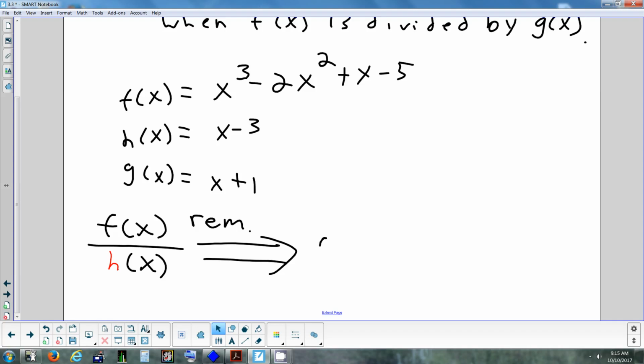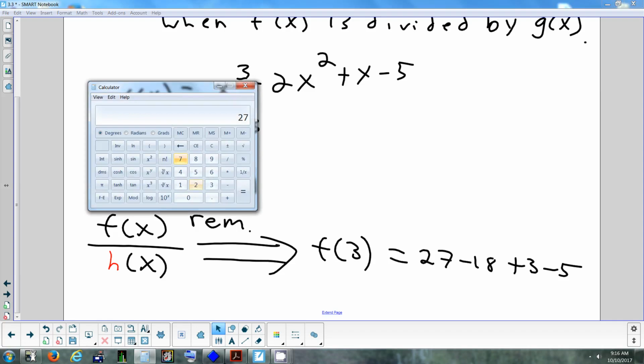So to find your remainder, do that calculation out. F of 3. If you can do that out, that's your remainder. So we're going to get 3 cubed, which is 27. 3 squared gives me 9 times 2, 18. Minus 18. Plus 3. Minus 5. All right, so we get 27 minus 18 plus 3 minus 5. Okay, so we get 7.